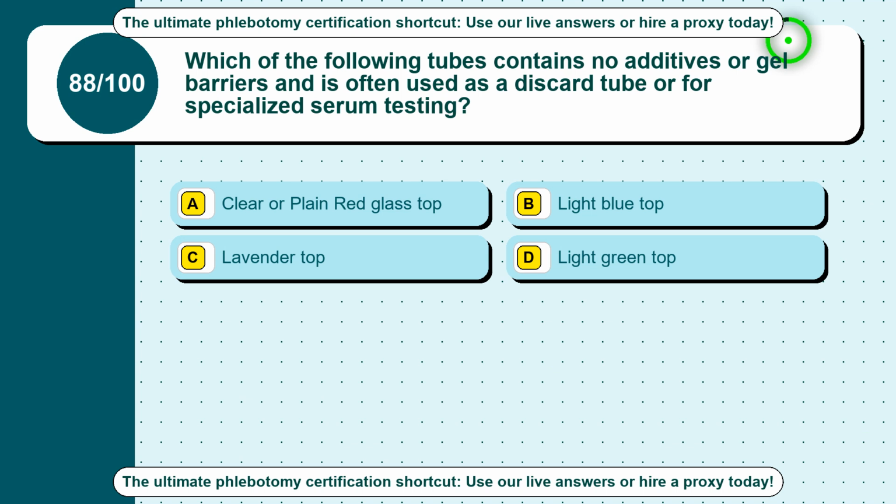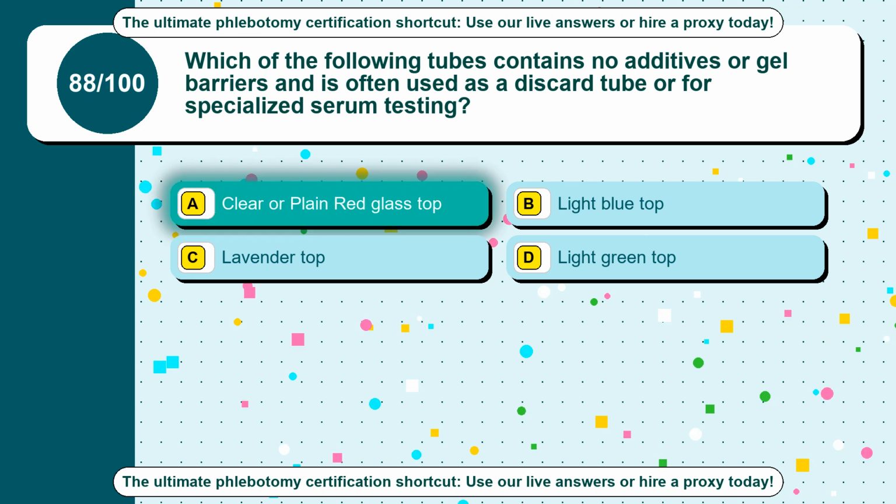Question 88. Which of the following tubes contains no additives or gel barriers and is often used as a discard tube or for specialized serum testing? Option A, clear or plain red glass top. Option B, light blue top. Option C, lavender top. Option D, light green top. The correct answer is option A, clear or plain red glass top.